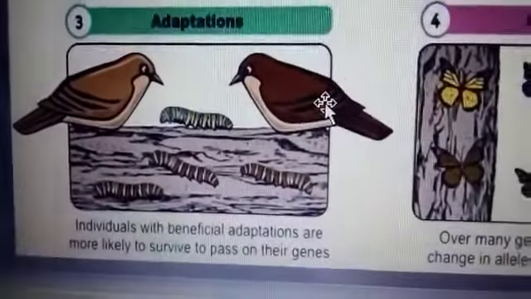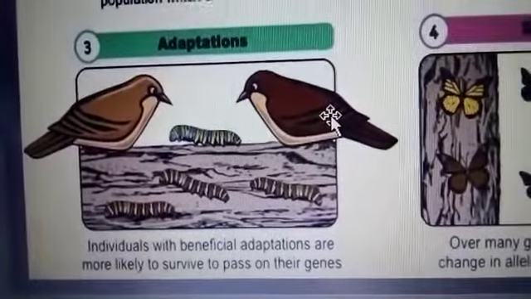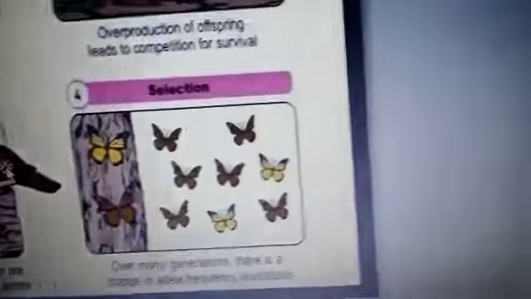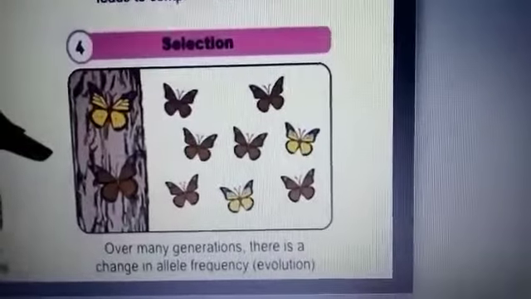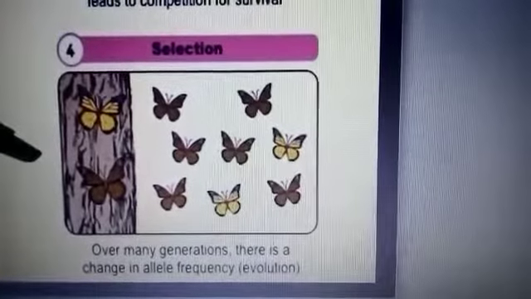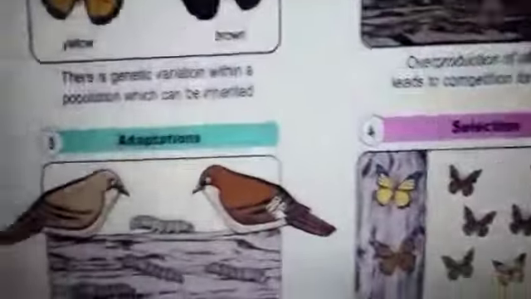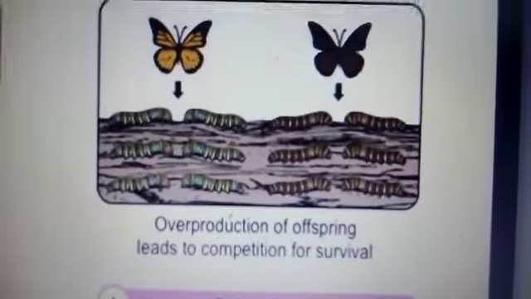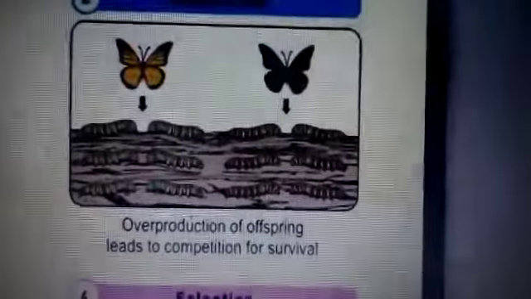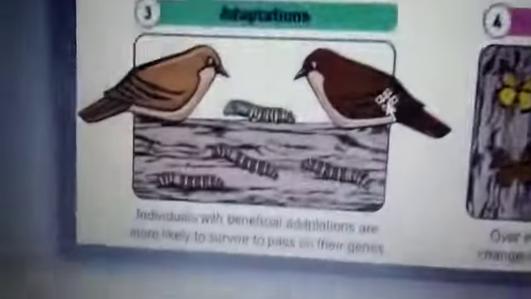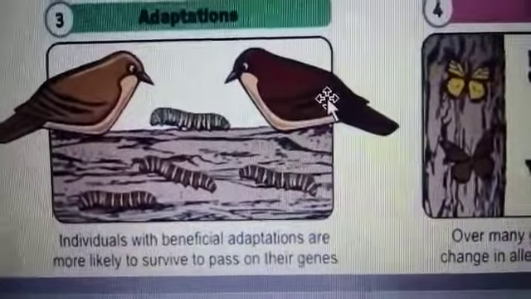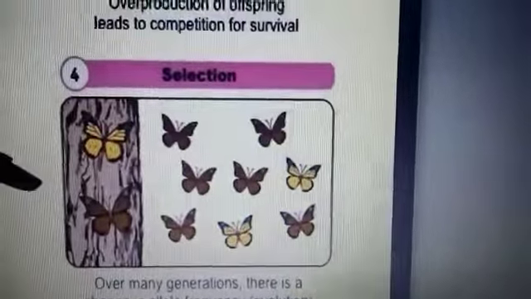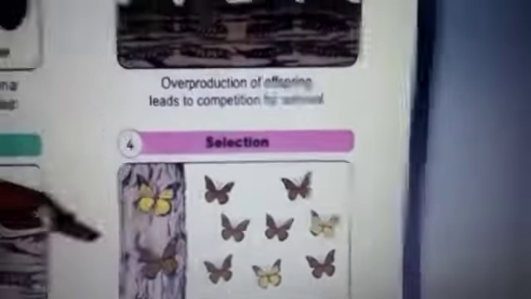And here comes the survival of the fittest. That means whichever has more adaptation to survive in the environment will survive over the others. As a result, more brown will be there in the environment, and very few yellow. Here the yellow is shown as yellow and the brown as pure brown. There are fewer in the yellow and more in the brown. As a result, more brown butterflies will be there, adapted for the environment.